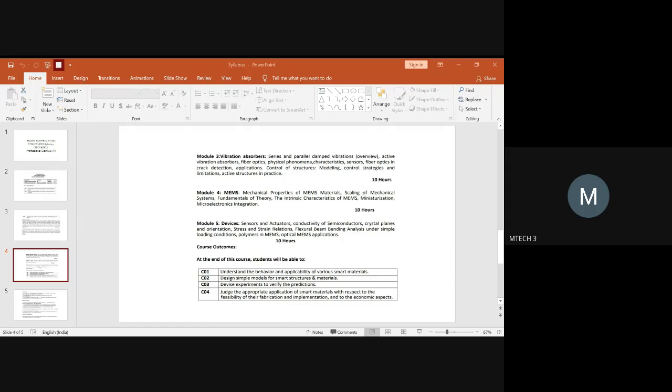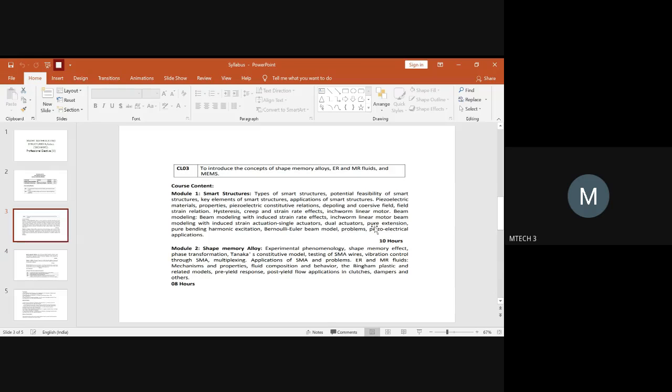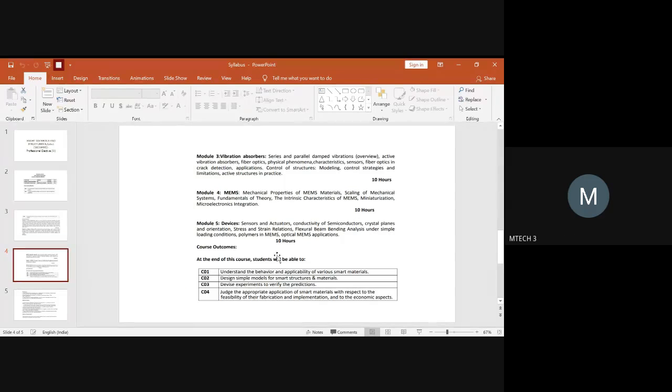Please let me know which module you will be comfortable with. Ma'am, module 4, miniaturization. Module 4. What is that? It's not miniaturization, it is MEMS actually. MEMS, ma'am. In MEMS, what do you want to focus on? Miniaturization. Yes, ma'am.